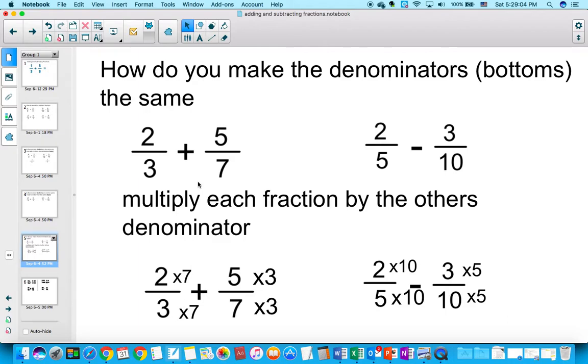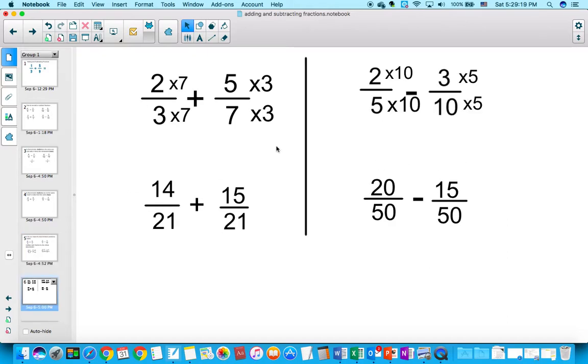Okay, then I do the same thing, but on the other side. I take this denominator, this 3, and I multiply this fraction by 3. So 5 times 3 and 7 times 3. Okay? So when I do that, I can now solve it because 2 times 7, 14. 3 times 7, 21. Plus 5 times 3, 15. 7 times 3, 21. Are my denominators the same? Then I can solve it.